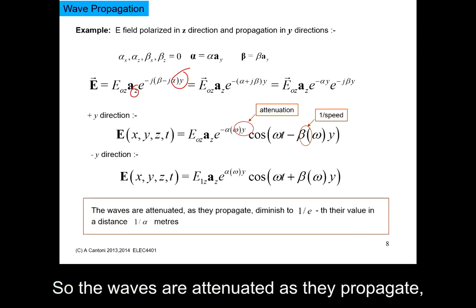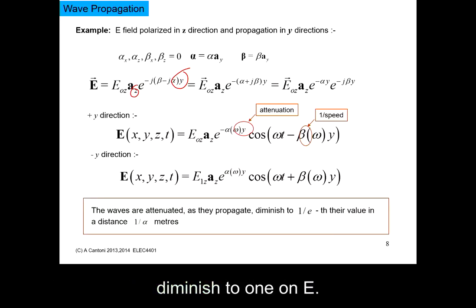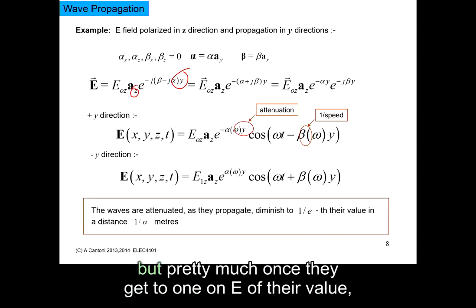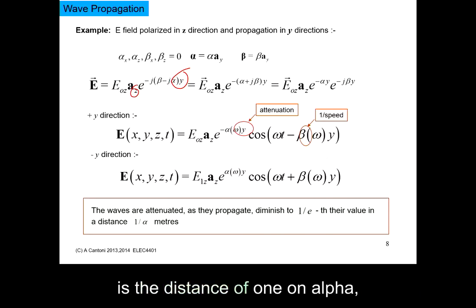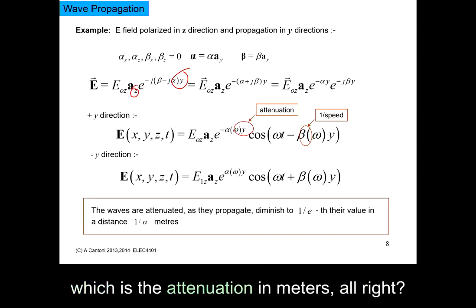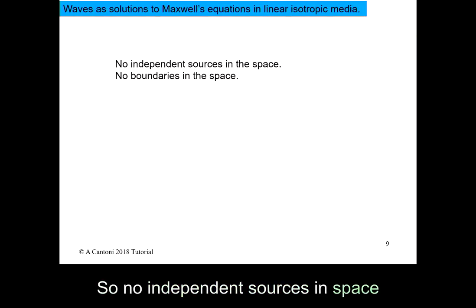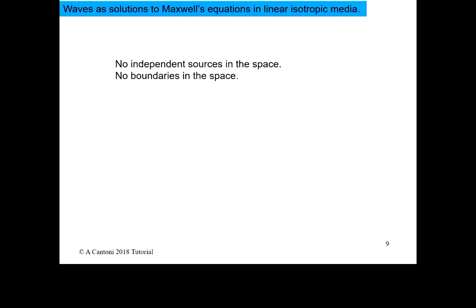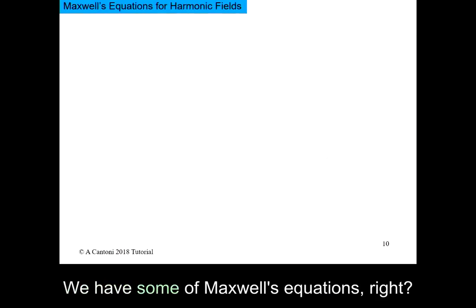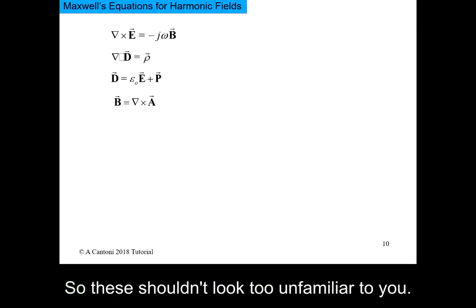So the waves are attenuated as they propagate, diminishing to 1 on e. Don't know how best to say that, but pretty much once they get to 1 on e of their value, it's the distance of 1 on alpha, which is the attenuation in meters, all right? And this is sort of an important term, as we'll see in a minute. So no independent sources in space and no boundaries in the space. We have some of the Maxwell's equations, right? So these shouldn't look too unfamiliar to you.